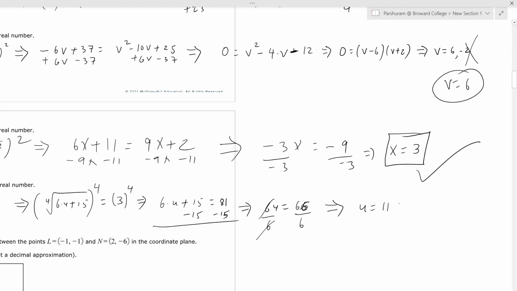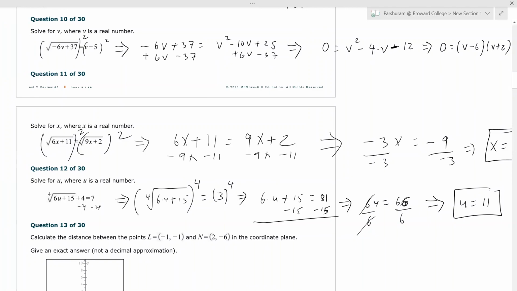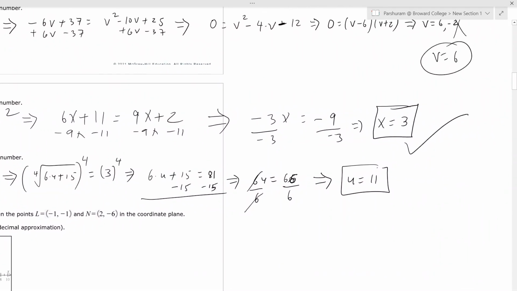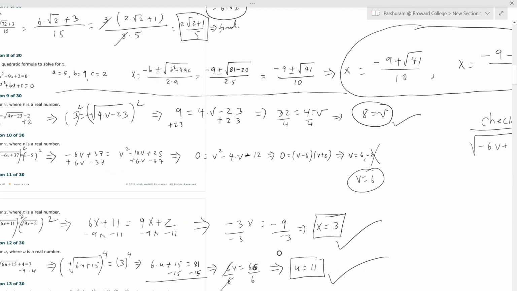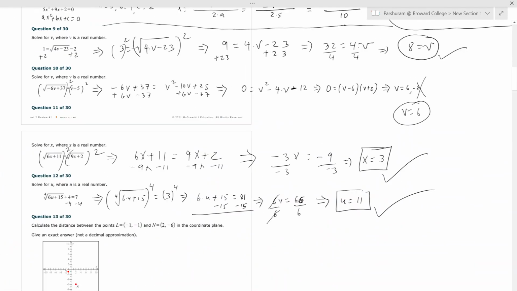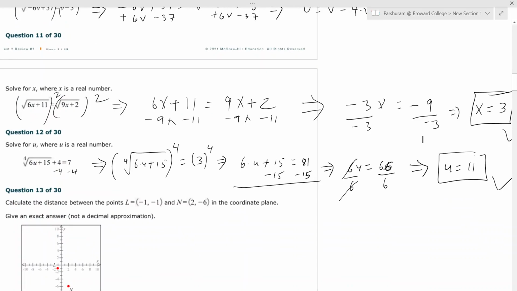u equal 11. So now after finding the value of u, we can always go back and put u equal 11 in the given original equation. If we do that, here we see that fourth root of 6 times 11 is 66 plus 15, which is 81. Fourth root of 81 is 3. 3 plus 4 is 7, and that is the right statement. So u equal 11 is the right answer. Okay, so that's problem 12.